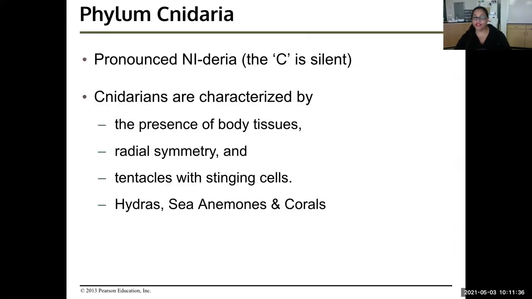Phylum Cnidaria. The C is silent. Cnidaria. Cnidarians are characterized by the presence of body tissues. So these were the first to evolve after sponges. They're a little bit more complex in that they have true body tissues. They have radial symmetry. You can split them any way in half. And they have tentacles with stinging cells, and they include hydras, sea anemones, and corals. And a hydra is another name for something you are very familiar with, or you should be.